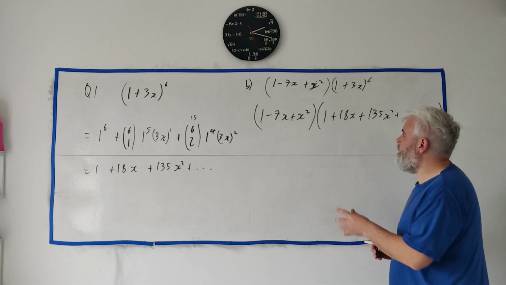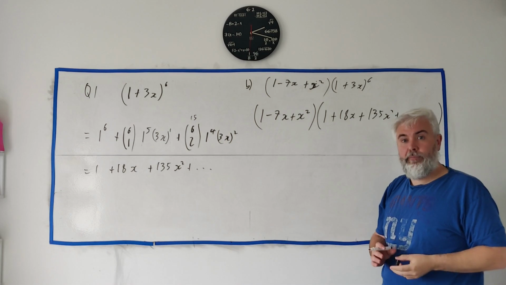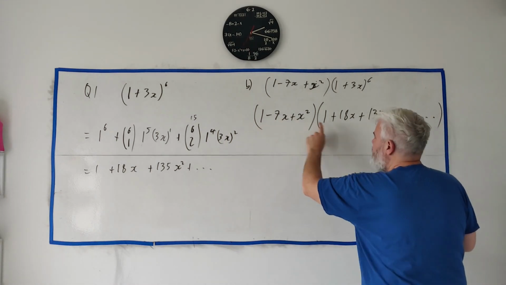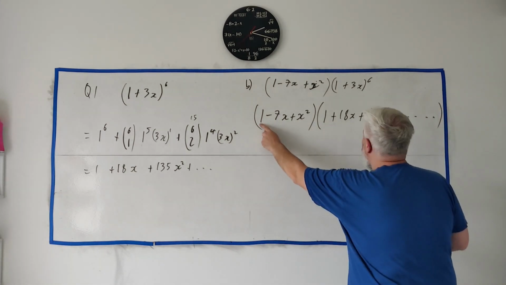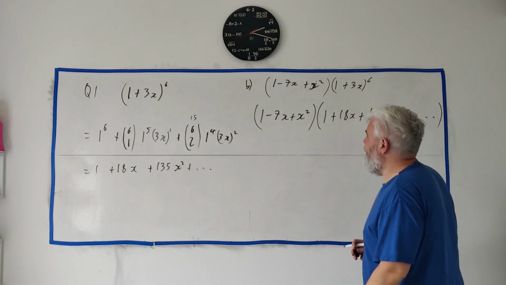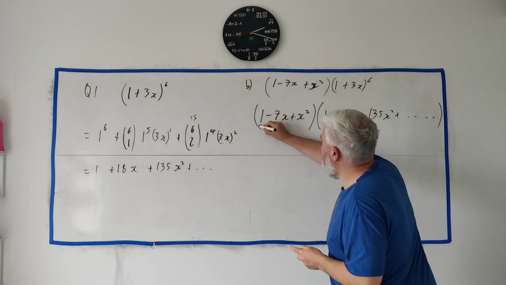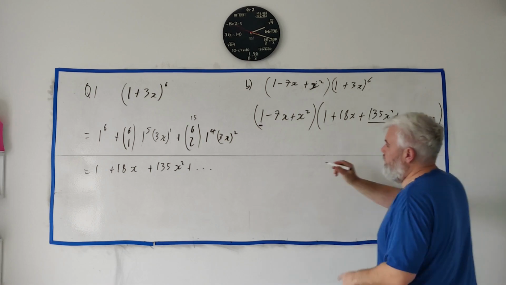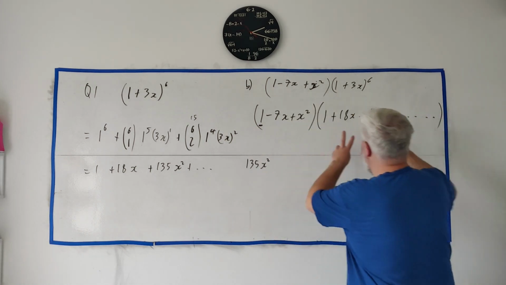When we multiply this together, they're only interested in the term that has an x squared. So they're not interested in 1 multiplied by 1, because there's no x in that at all. They're not interested in 1 times 18x. There's only x to the power of 1 in that. They're only interested in 1 multiplied by 135x squared. Let me write that answer down. 135x squared, because that has an x squared.